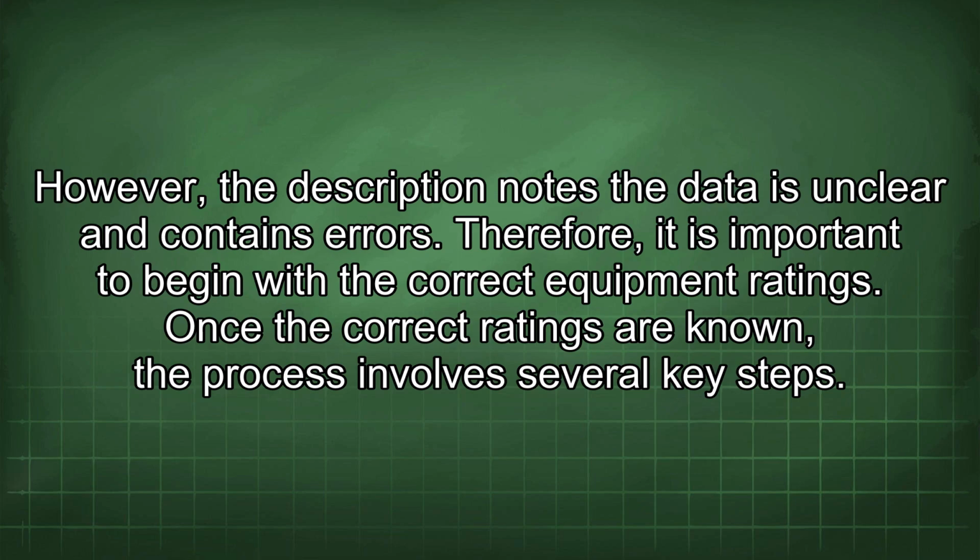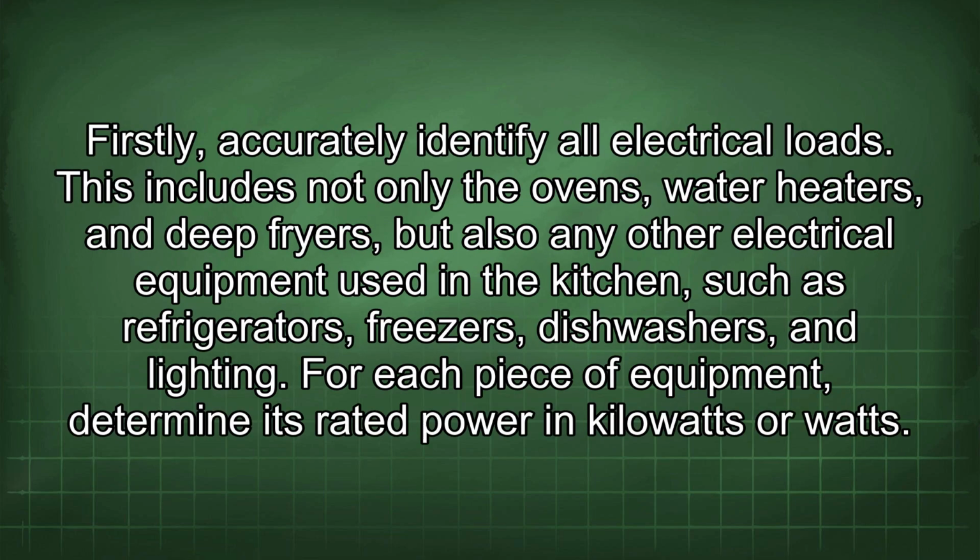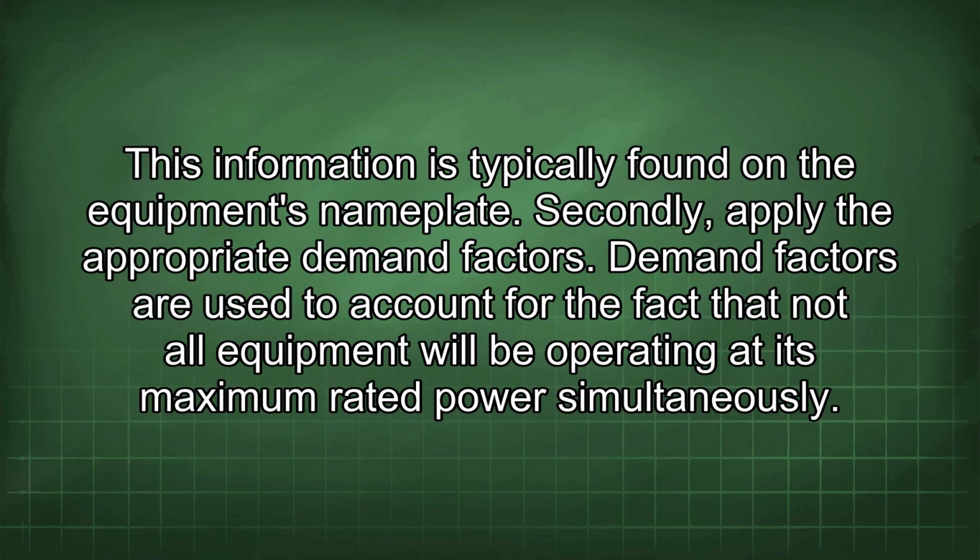Once the correct ratings are known, the process involves several key steps. Firstly, accurately identify all electrical loads. This includes not only the ovens, water heaters, and deep fryers, but also any other electrical equipment used in the kitchen, such as refrigerators, freezers, dishwashers, and lighting. For each piece of equipment, determine its rated power in kilowatts or watts. This information is typically found on the equipment's nameplate.